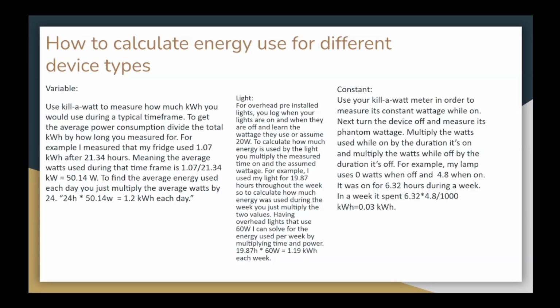Find the average energy used each day. You just multiply the average watts by 24. So, for example, 24 hours times 50.14 watts equals 1.2 kilowatt hours each day.